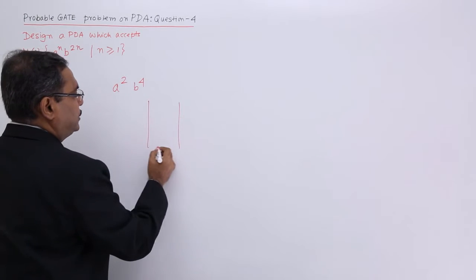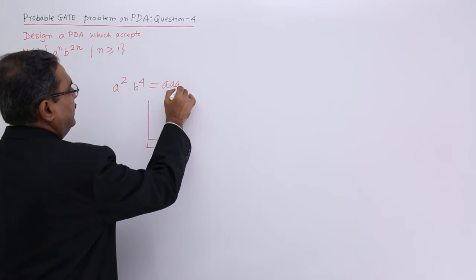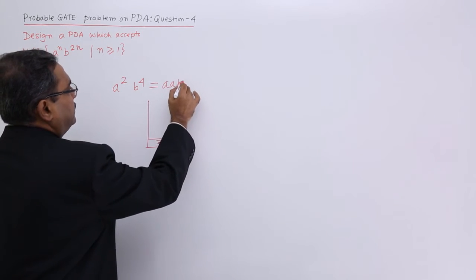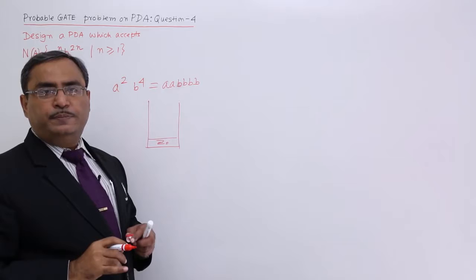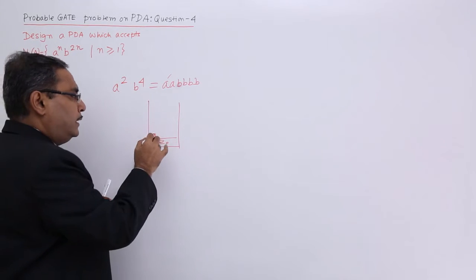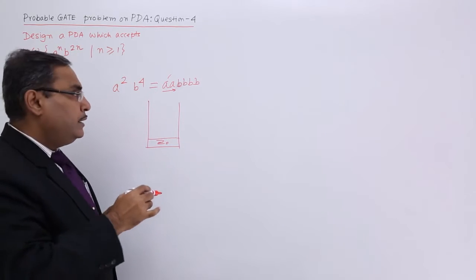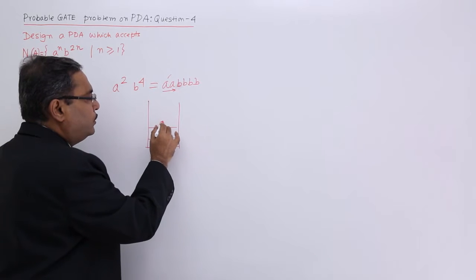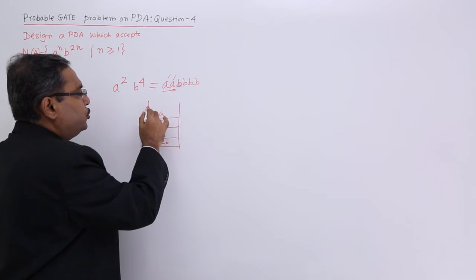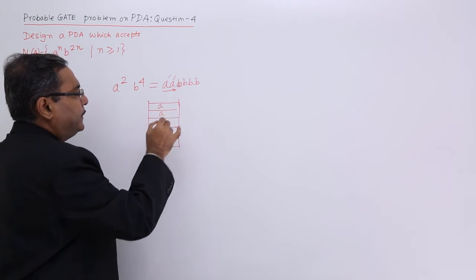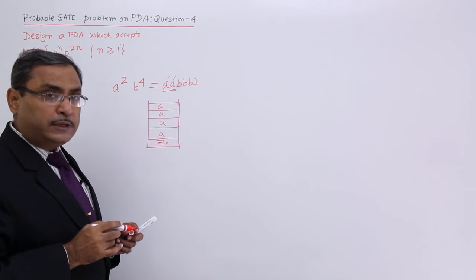Initially we have Z0 at the top of the stack, and the input is a, a, and then b, b, b, b, so 4 times b. If I get an a, then for the first part of this input string I shall put 2 a's. That will be good enough, I think. If we get another a, then I shall push 2 a's on the top of the stack. So for 2 a's, I have already pushed 4 a's on the top of the stack.